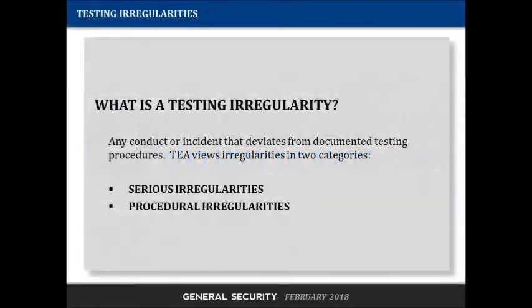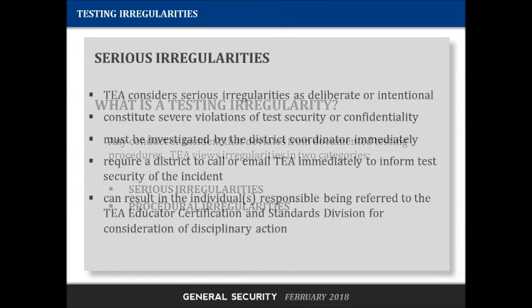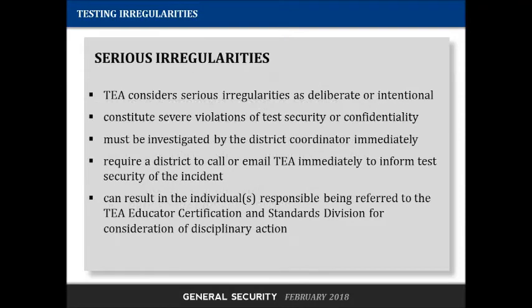An irregularity is any conduct or incident that deviates from documented testing procedures. TEA views irregularities in two categories: serious and procedural. TEA considers serious irregularities deliberate or intentional. They constitute severe violations of test security.